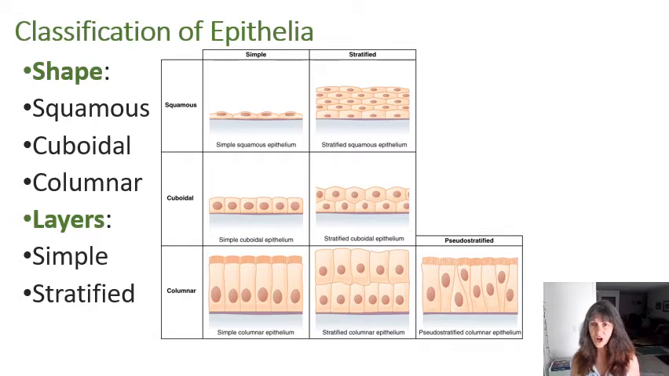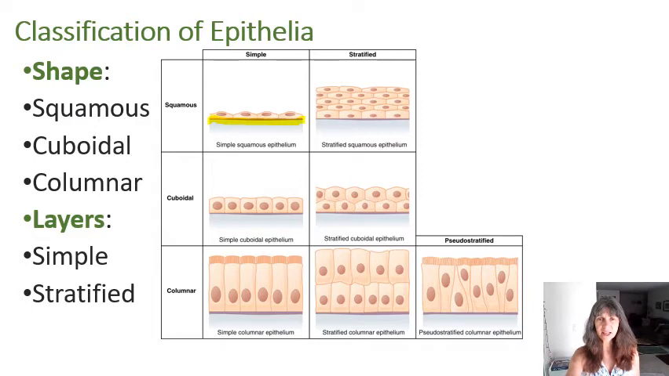Whenever scientists talk about epithelial tissue, they describe it according to its characteristics. Most commonly, we use two words to describe epithelial tissue. The first word is going to describe the number of layers of cells involved in that epithelial tissue. We do this by looking at the basement membrane at the bottom of the epithelium.